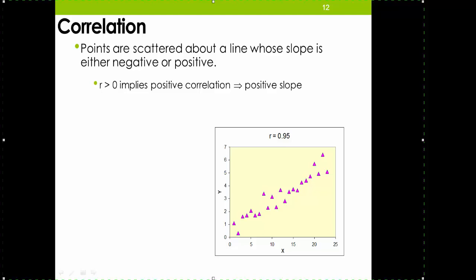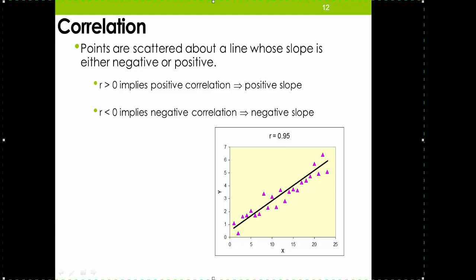Now I should say at this point the correlation coefficient ranges between -1 and +1. -1 indicates a negative linear relationship. +1 indicates a positive, perfect linear relationship. 0 is where there is no linear relationship.